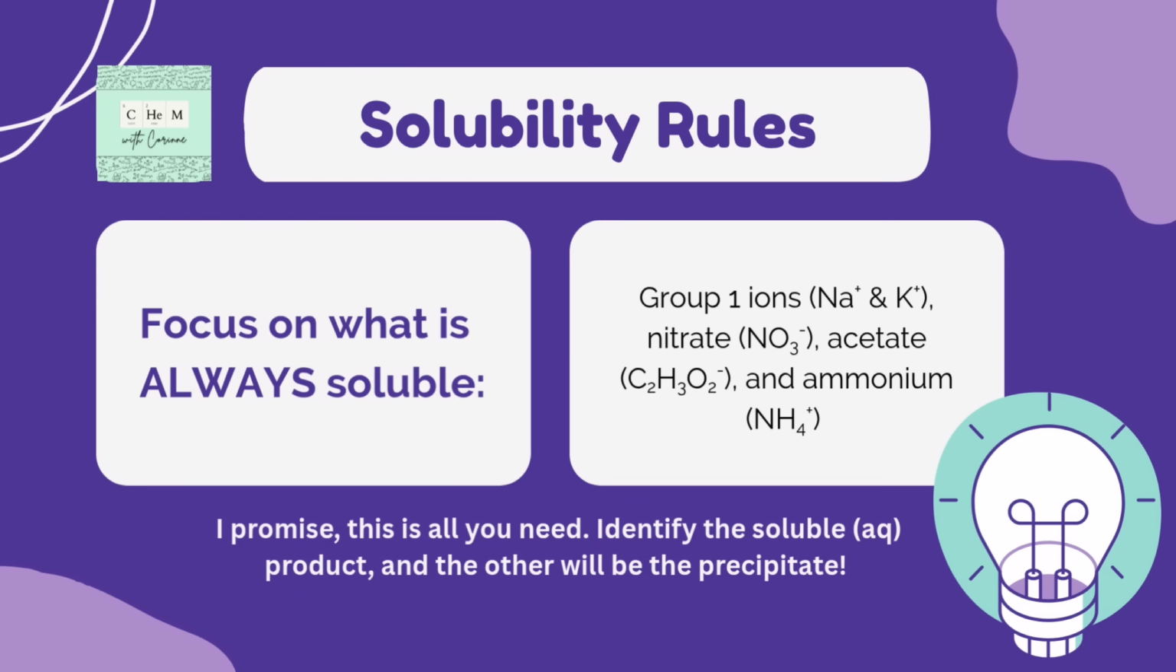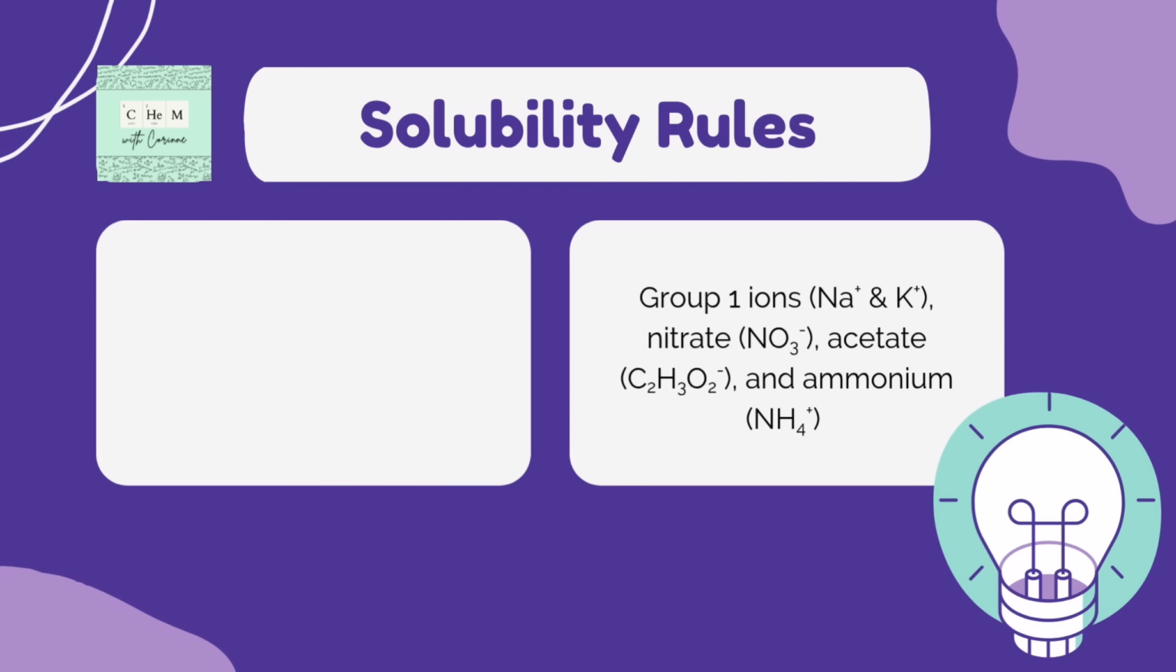So always identify the product that is aqueous or soluble, and then you're left with the other one. It has to be your solid precipitate. Don't worry about any solubility tables or NAGSAG PMS Castrobear. Save that for Gen Chem. This is all you need for AP Chem.